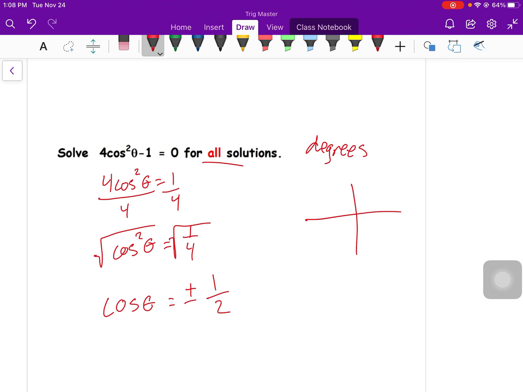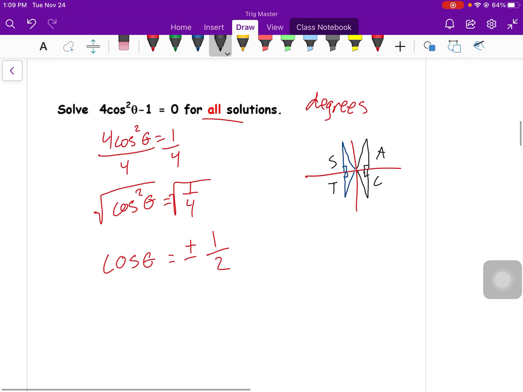Cosine is going to be positive and negative in every quadrant. So there's going to be more than one possible answer. So I know cosine is going to be 1/2 right there and right there. Those are the positive ones. And then the negative ones would be right there and right there. Okay, remember, all students take classes or CAST, whichever one you like best. You've got to be careful with how you write your answers.